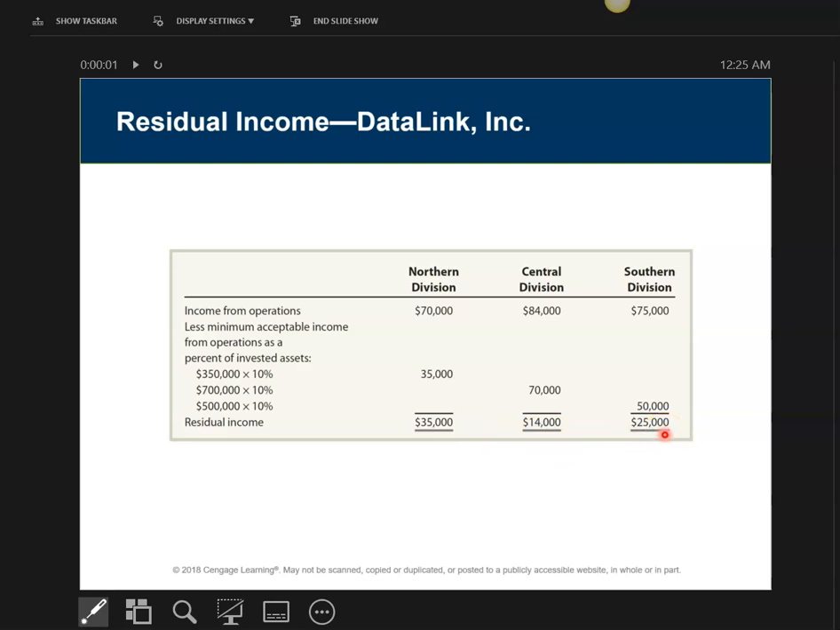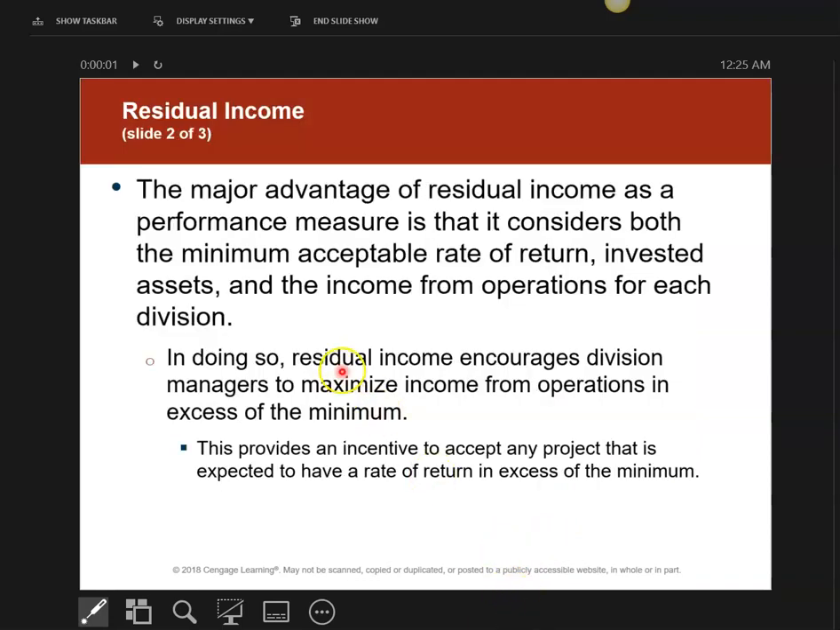Right away, if you look at these, you're going to say the Northern division is doing the best, Central is doing the worst, and Southern is in the middle. But we need to talk about why this particular information is so important. Residual income measures the minimal acceptable rate of return, the invested assets, and the income from operations for each division. So now I'm looking at three different things. The whole thing about managerial accounting is maximizing income from operations over and above whatever my minimum is set.